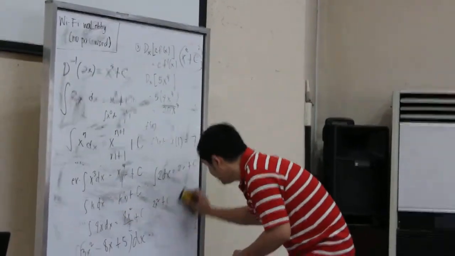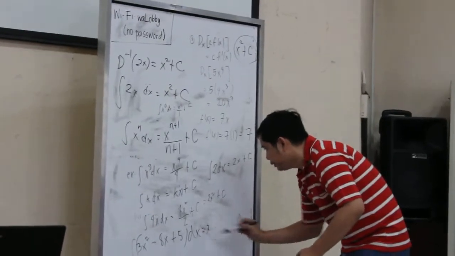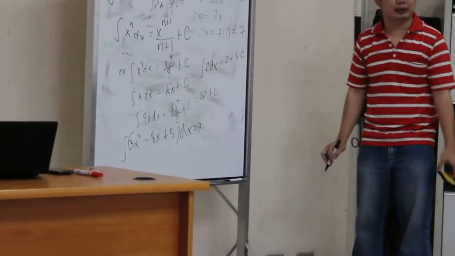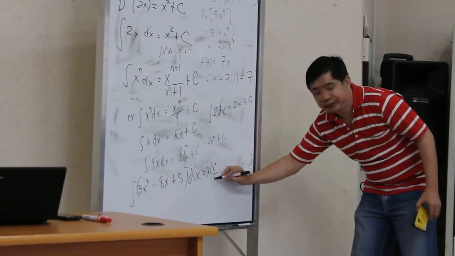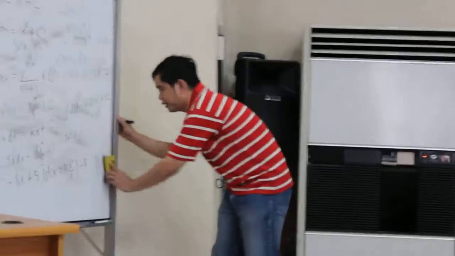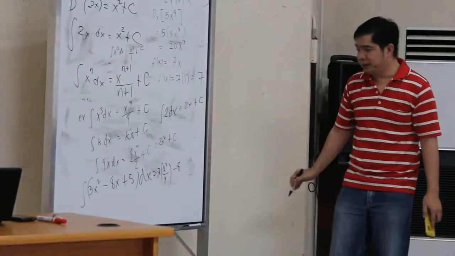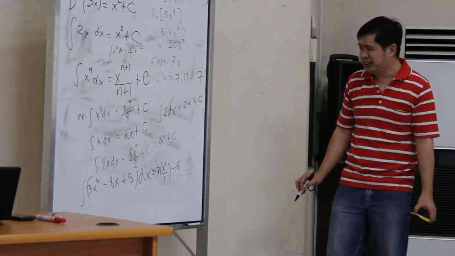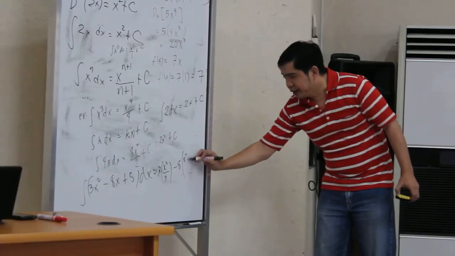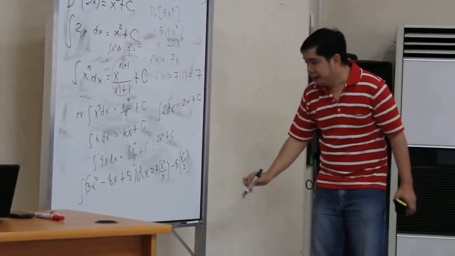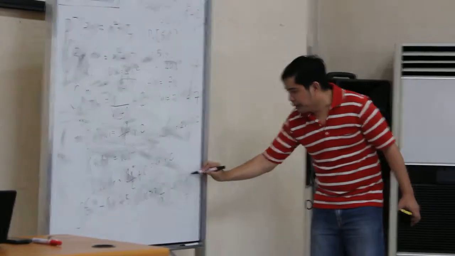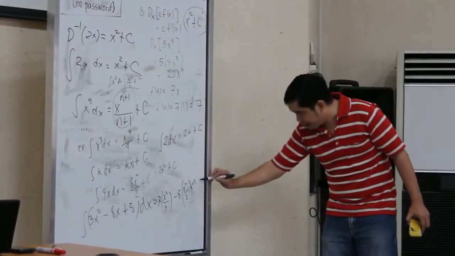3x squared, I will copy 3, and then what is the antiderivative of x squared? x cubed over 3. Minus 8, then x, what is the antiderivative of x? x squared over 2. Just using this rule, right? And then plus 5, I copy 5. What is the antiderivative? 5x.